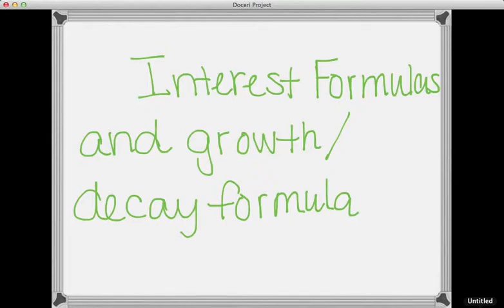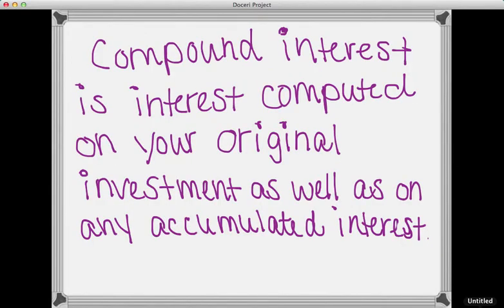Hey guys, so today we're going to learn about interest formulas and growth and decay formulas. Compound interest is interest computed on your original investment as well as on any accumulated interest.